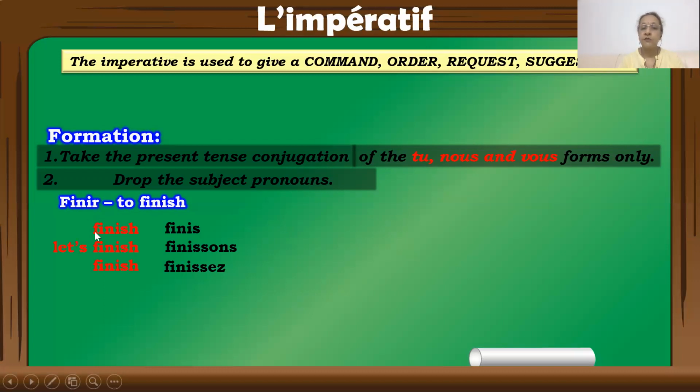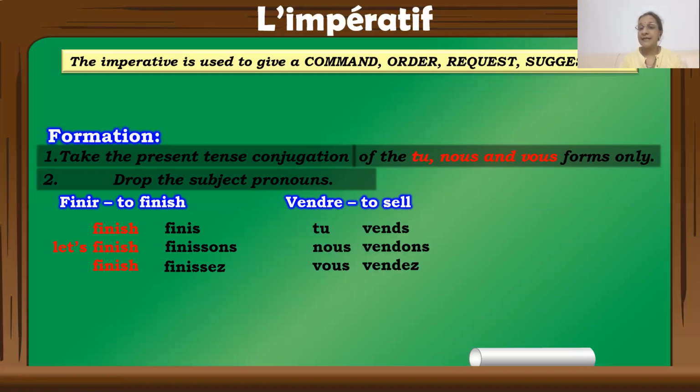Tu form, the form used for a singular person. Vous form used for plural people. And for suggestion, I use the nous form. Let's take an RE ending verb, vendre, to sell. First step, take the tu, nous, and vous forms. Second step, drop the subject pronouns and I get my imperative: sell, let's sell, sell.